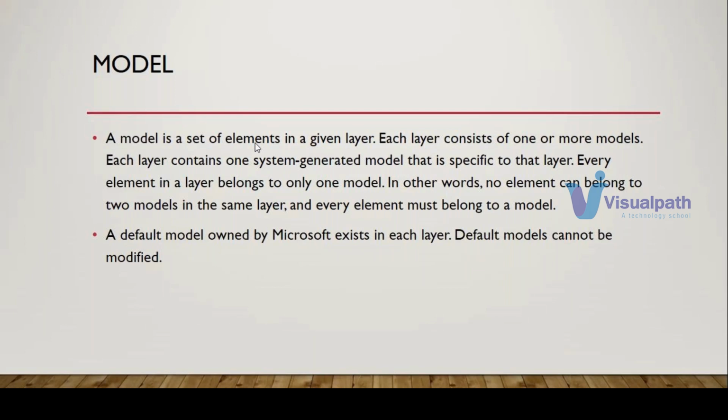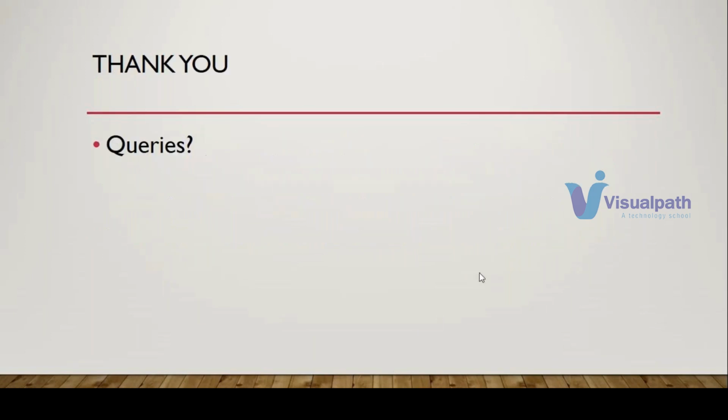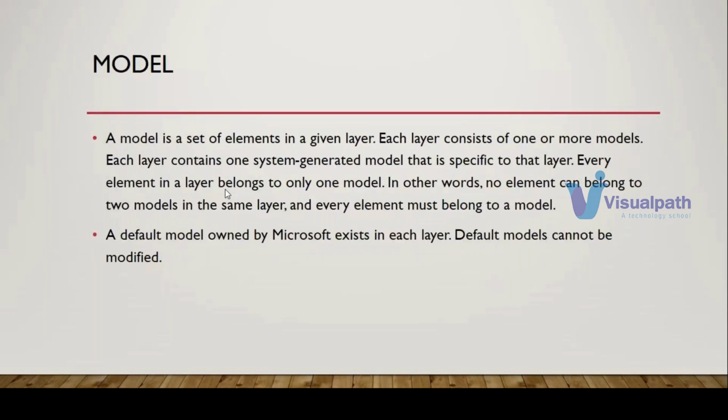So, model is the last topic. A model is nothing but a set of elements in a given layer. Like we already told, we have 8 different layers, including patch layers. We have 16 layers. If you take any layer, it has 1 to n number of models. Each model is nothing but a folder. Physically, it is a folder.